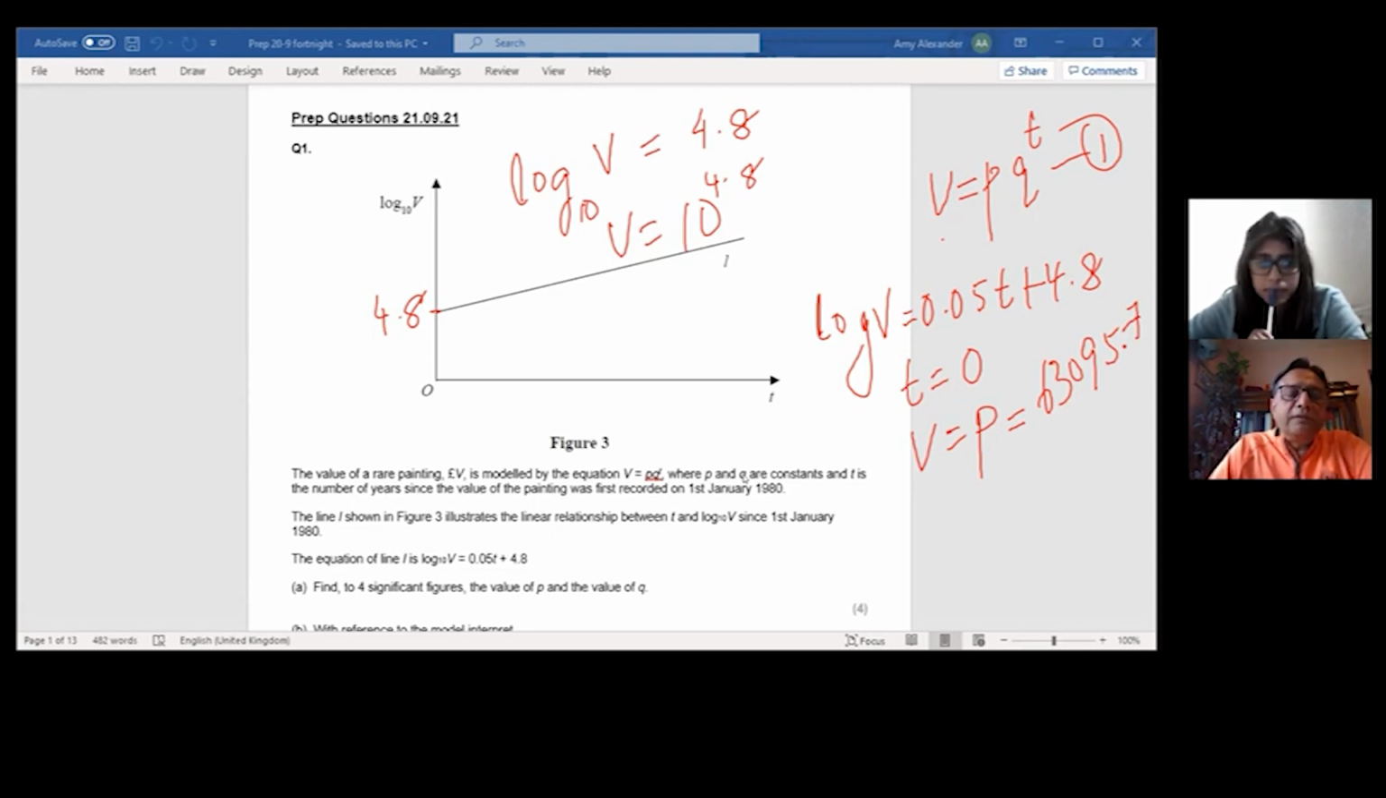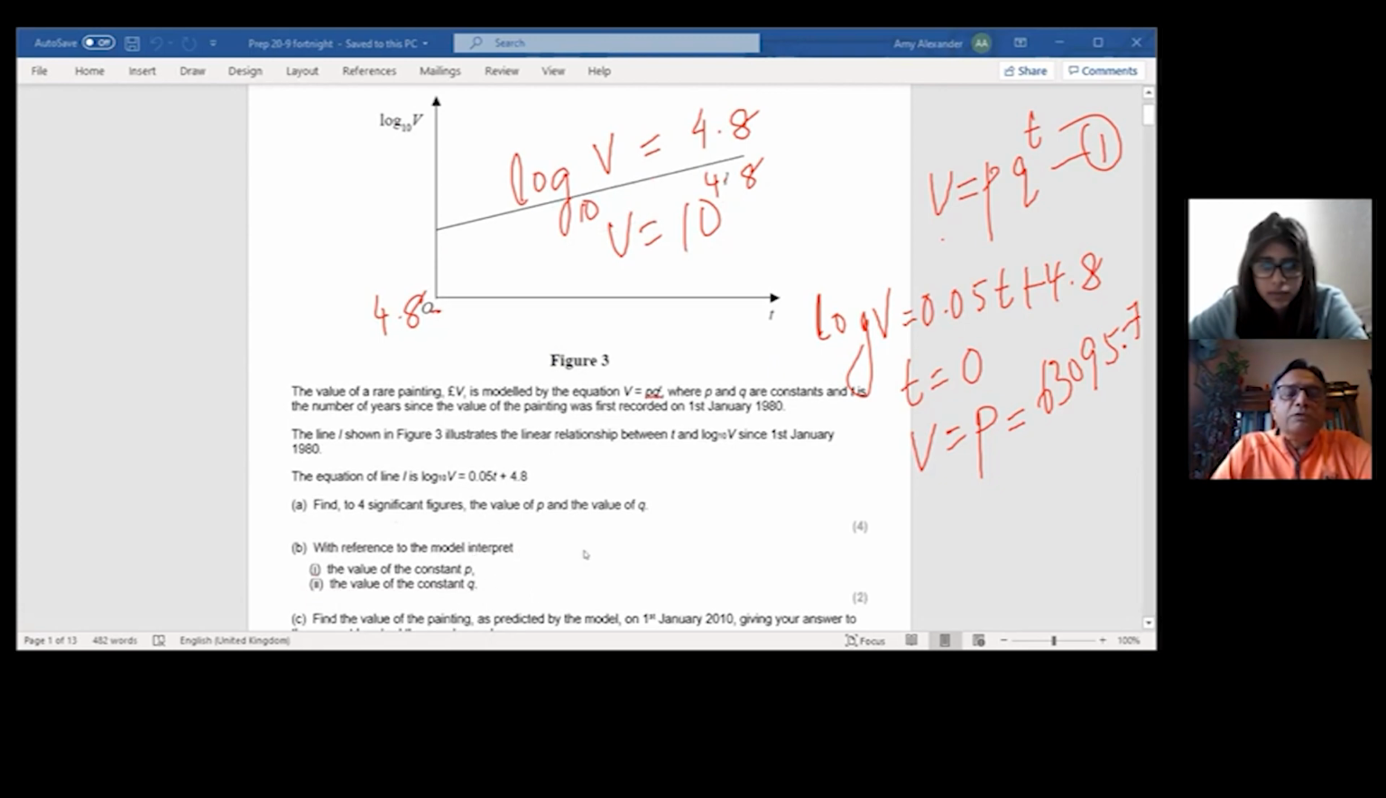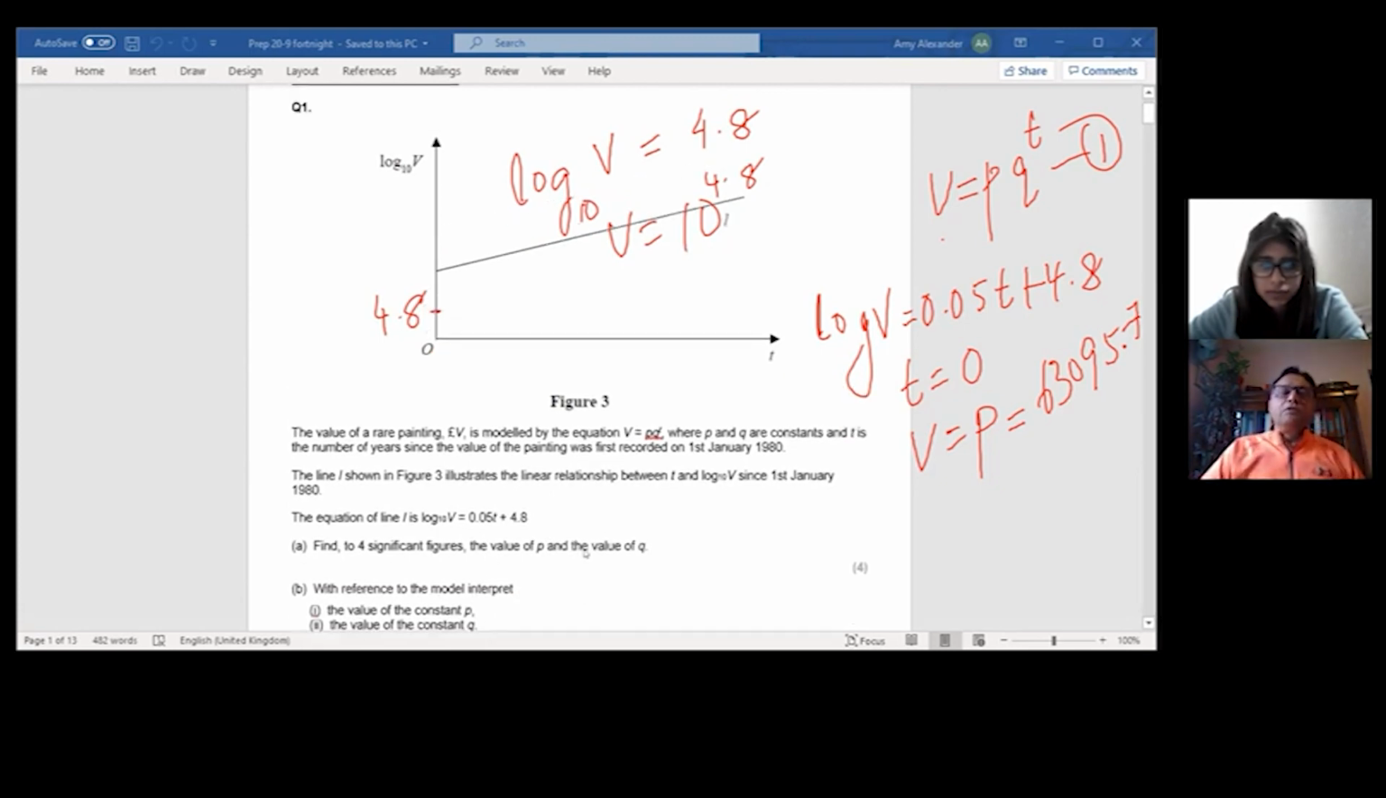Now, part B is to find the value of Q, right? Now how will you find the value of Q? Because you have been given the equation, we know P, so you can put some other value of T. Let us say the value of T since 1st January is, for example, 10, since it is a linear function.